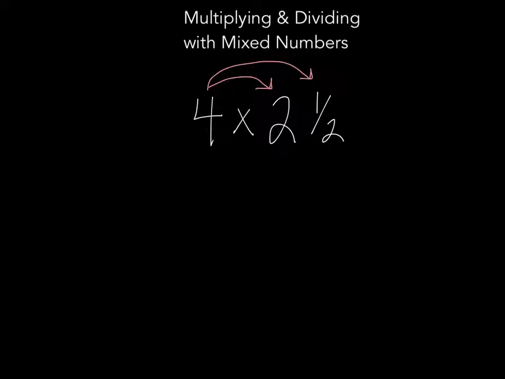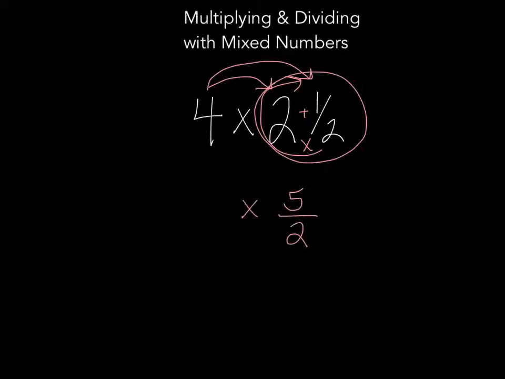So in order to make sure that 4 gets multiplied by everything with my mixed number, I need to change this to an improper fraction. So 2 times 2 is 4, and 4 plus 1 is 5 halves times 4. And I know that when I have a whole number, I need to make my denominator 1 so that I can multiply the denominators and the whole number is my numerator.